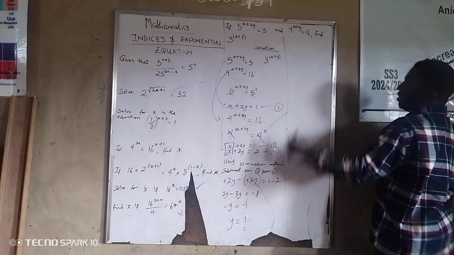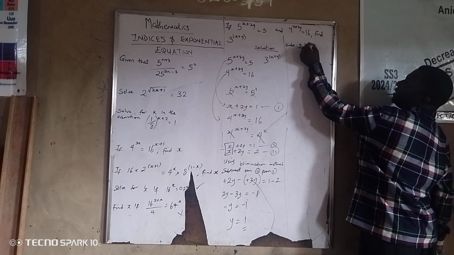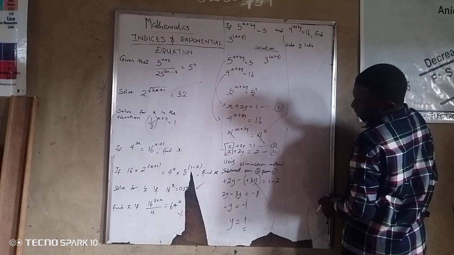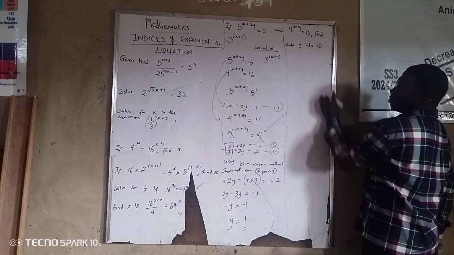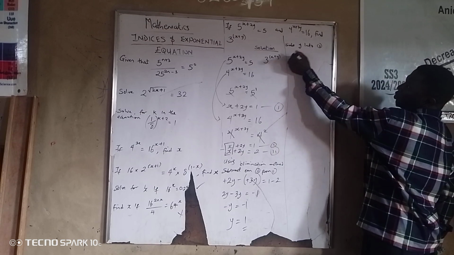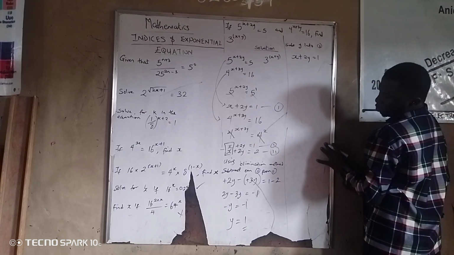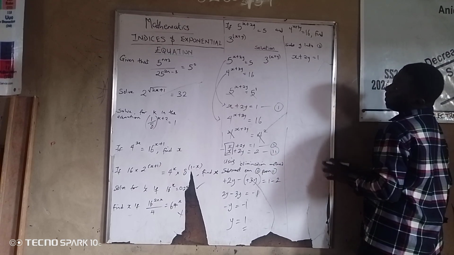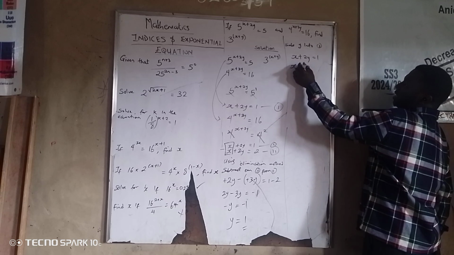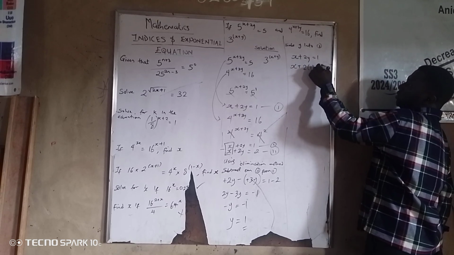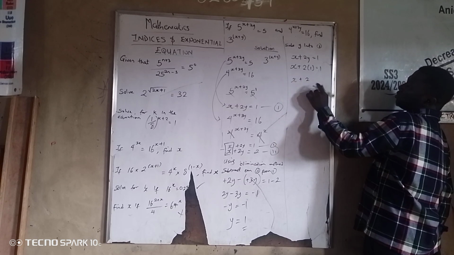Now we need to get the value of x, so we substitute the value of y into any equation. Let's use equation 1 because it is quite simple. Equation 1 is x plus 2y equals 1. Now we input the value of y, which is 1. So x plus 2 times 1, which is 2, equals 1.